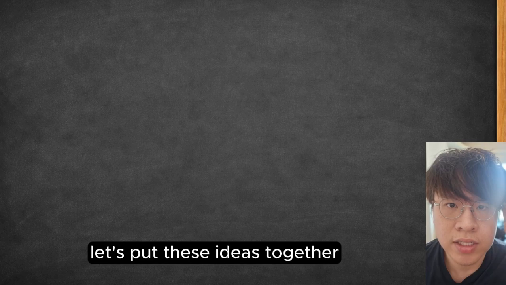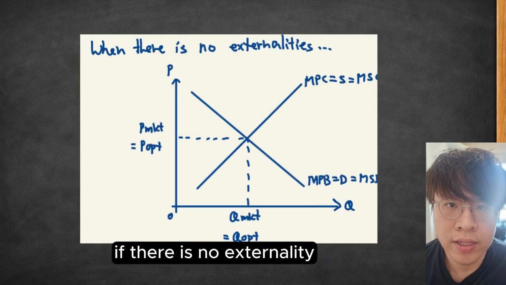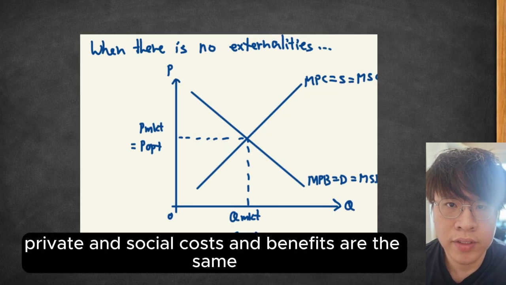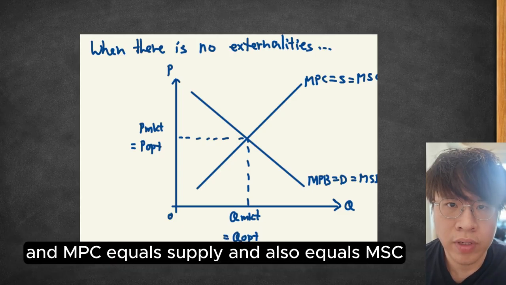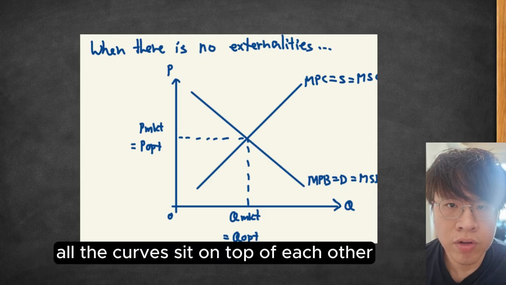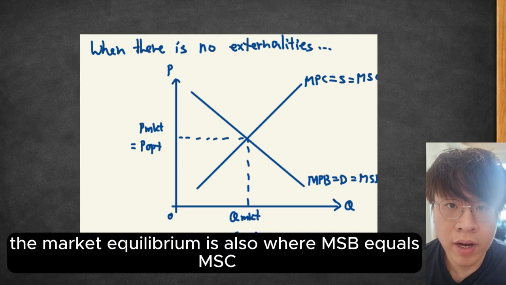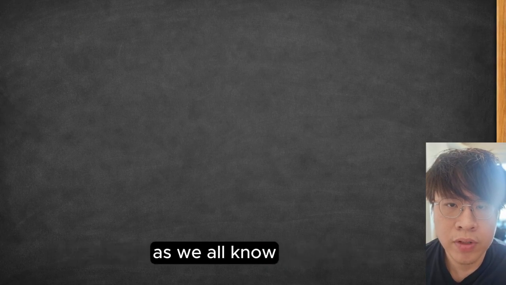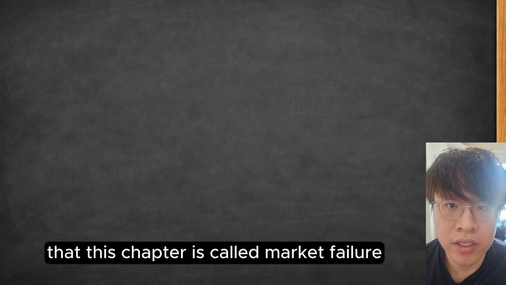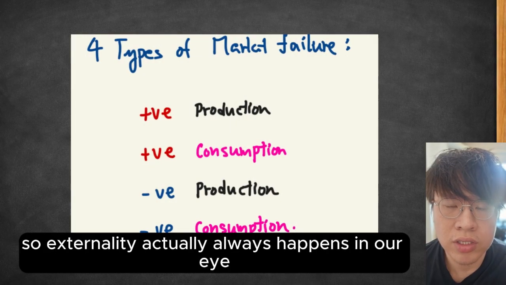Let's put these ideas together. If there is no externality, private and social costs and benefits are the same. This means MPB equals demand and also equals MSB, and MPC equals supply and also equals MSC. All the curves sit on top of each other. The market equilibrium is also where MSB equals MSC, so the free market outcome is at the socially optimal level. As we all know, this chapter is called market failure, so externalities actually always happen in our IB.